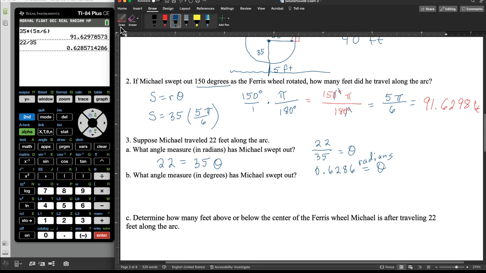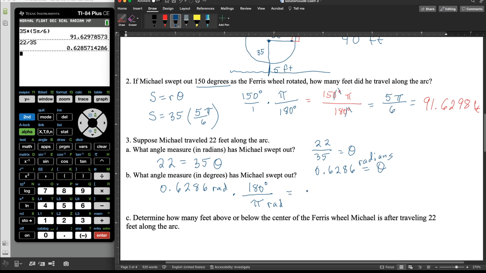So we're going to convert our 0.6286 radians by multiplying by that same conversion factor, but this time pi goes in the denominator because we want to cancel out the radians, pi radians, 180 degrees. Now, you could use 2 pi and 360 here, whatever you want to use. This is kind of the simplest factor.